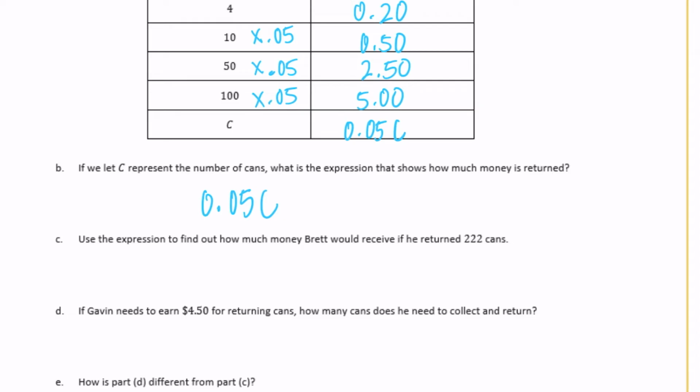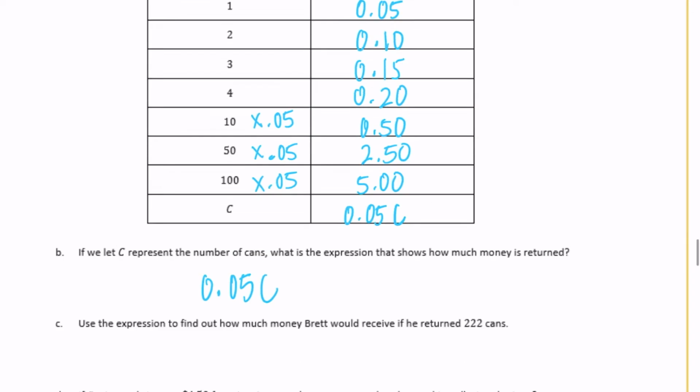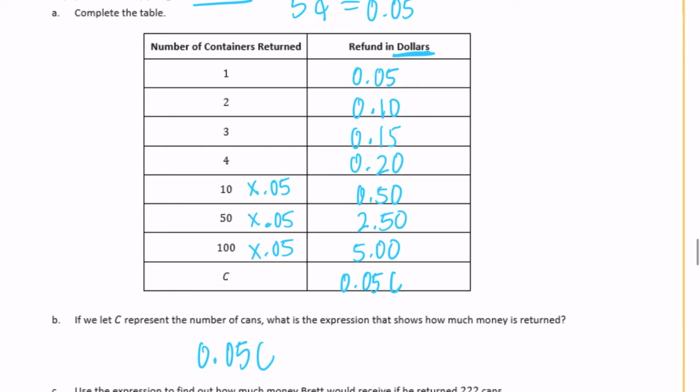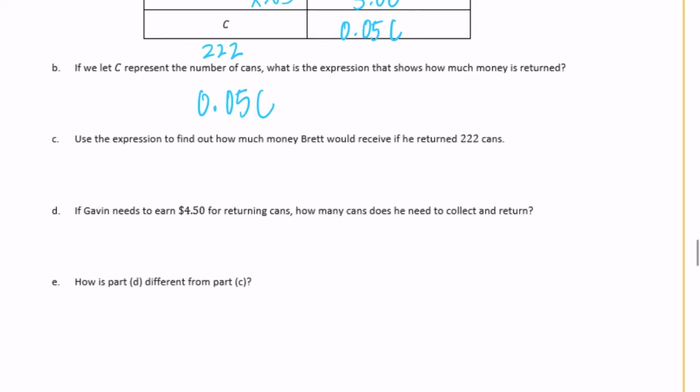Use the expression to find out how much money Brett would receive if he returned 222 cans. So he returns 222 cans. We need to multiply it by 5/100.